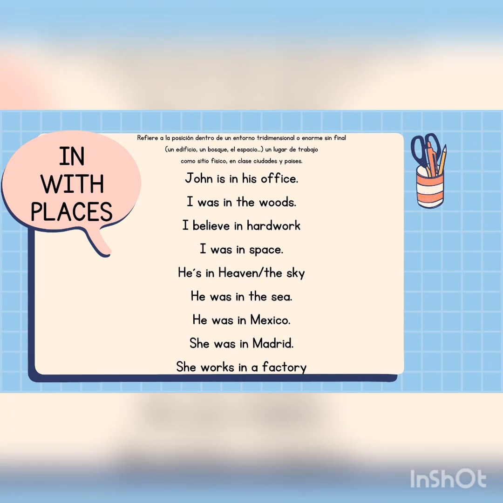So here is the explanation with "in" with places. You can see I've put in small text above the explanation in Spanish. But as I said, it's for large open spaces, like I was in the woods, I was in space, he was in the sea. Countries and cities, so he was in Mexico, she was in Madrid. And places of work, she works in a factory, John is in his office. Okay, so there's the recap for "in" with places.